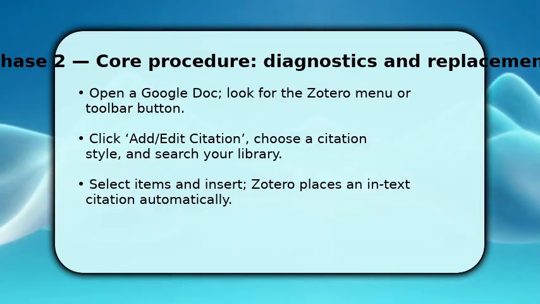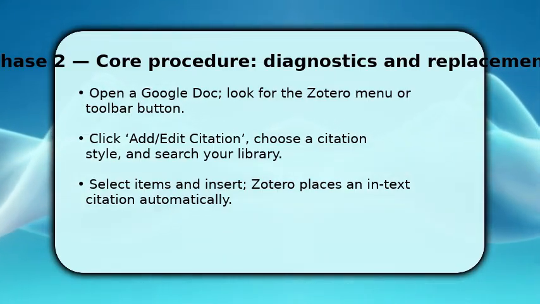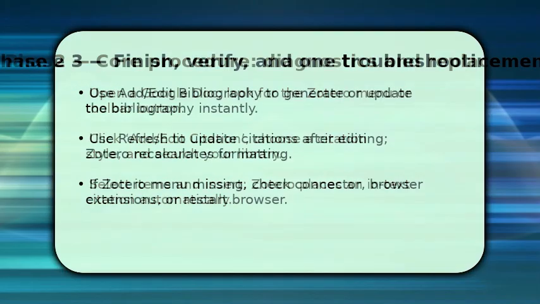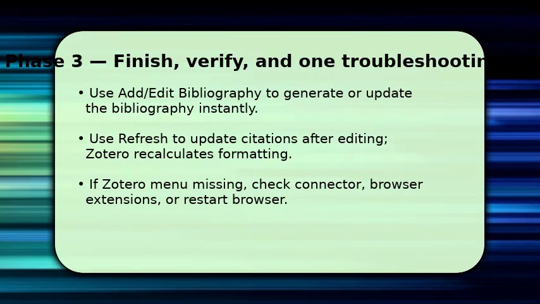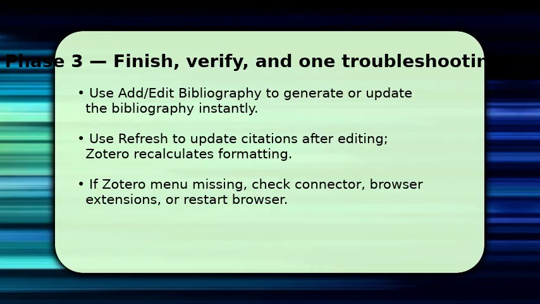To finish, insert your bibliography with Add/Edit Bibliography and use Refresh to update citations after edits. Zotero recalculates formats and order automatically. Make sure you choose the correct output style and review the bibliography for any missing fields.